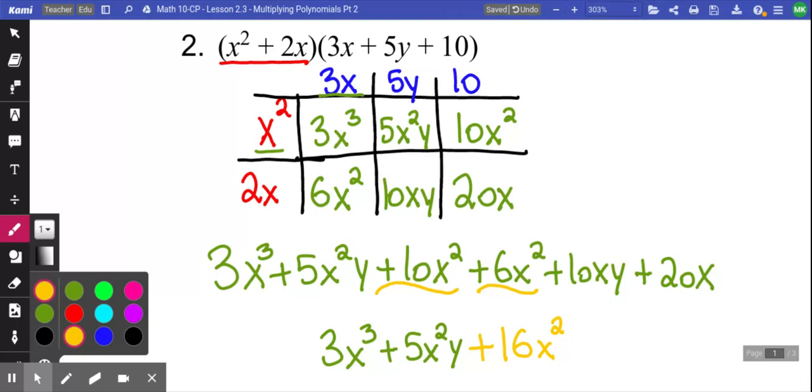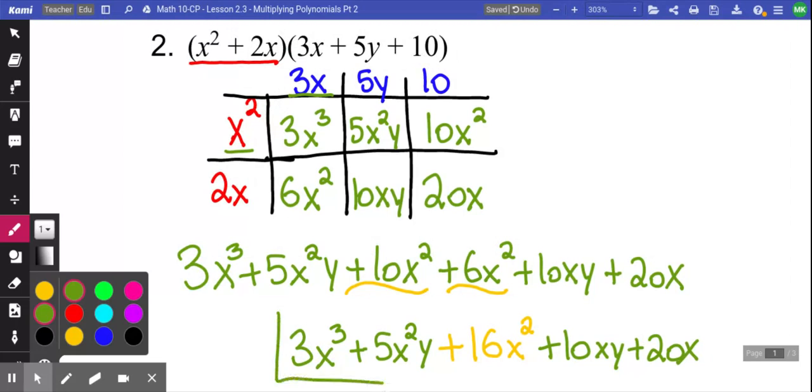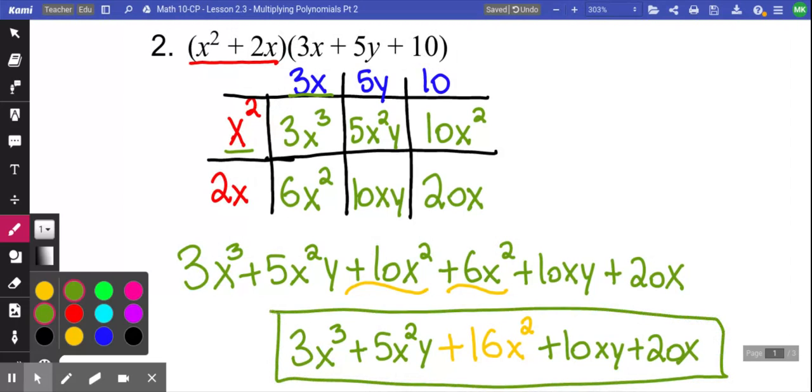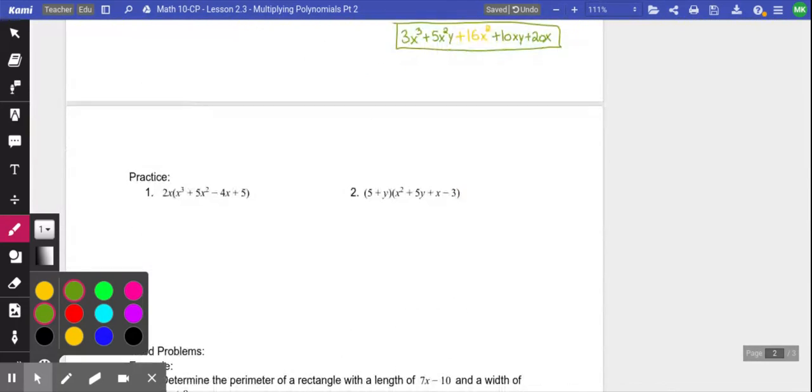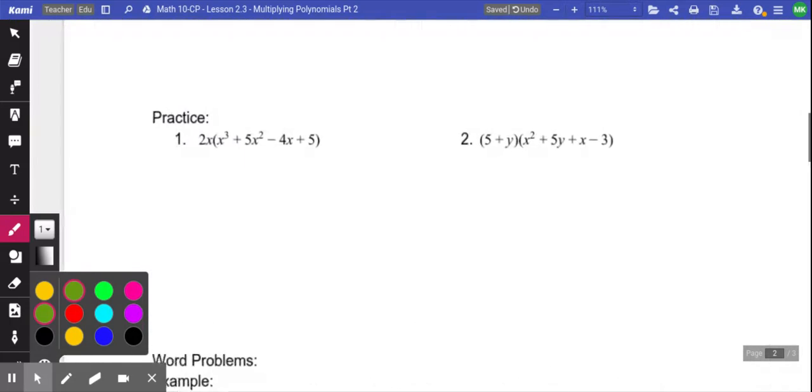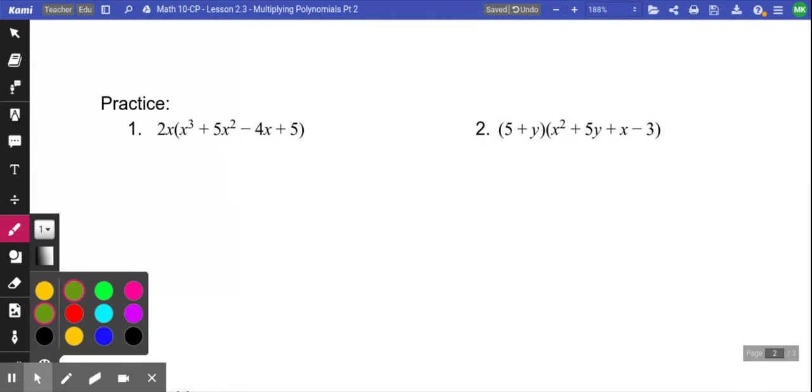If I had 10x squared plus 6x squared, that's 16x squared. Everything else has either different letters or different exponents, so they cannot be combined. They cannot be added or subtracted. So that would be my final answer. Cool. Pause the video right now, go down here and try these two questions on your own and see how you do. When you unpause the video, you can watch me do it and see if you got the same thing as me.